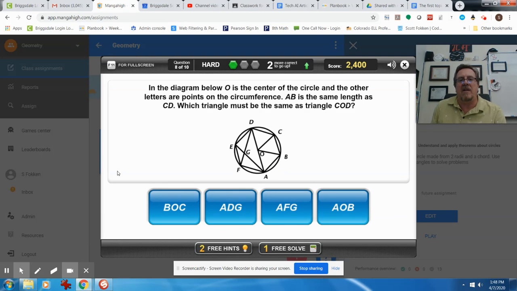AB is the same length as CD. AB is CD is CD. So AB and CD, those two are the same. So what triangle would be the same as COD? Well, how about AOB?